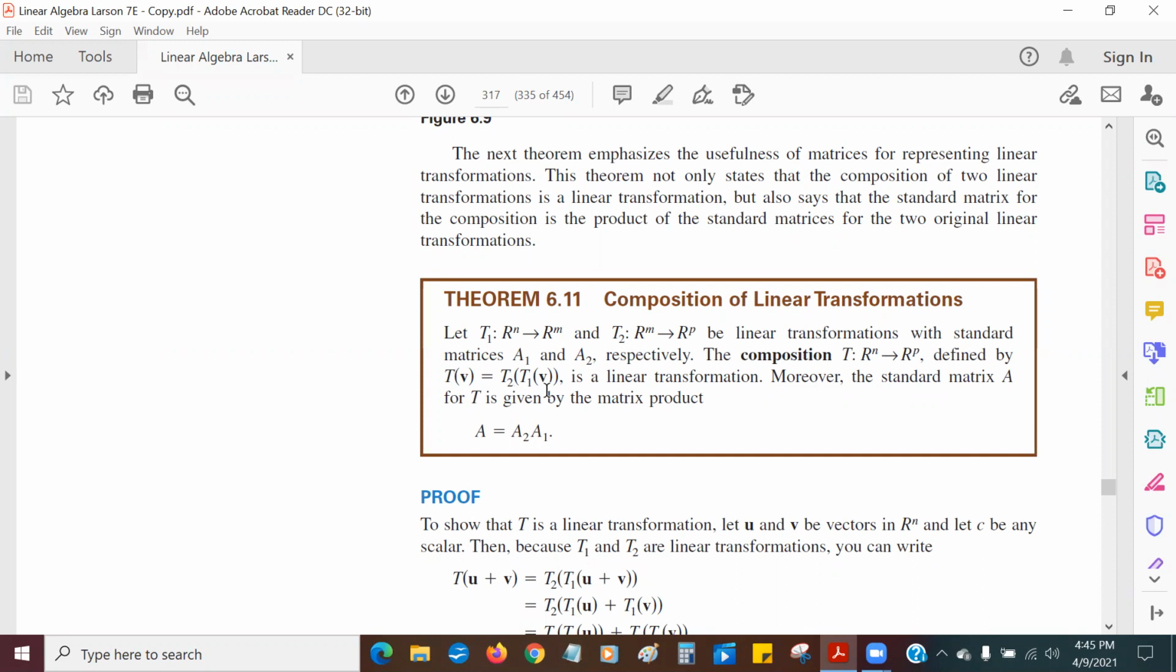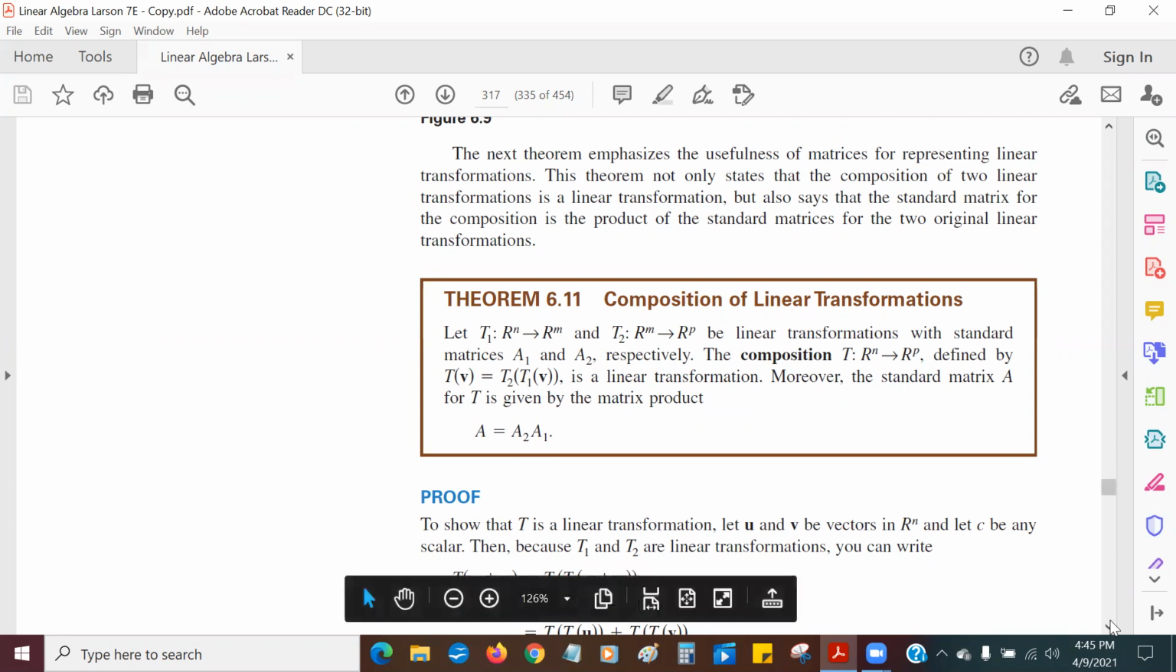V lives in Rn, T1 of V lives in Rm, and T2 of T1 of V lives in Rp. Anyway, this composition is a linear transformation. That's the first part of the theorem. And secondly, the standard matrix for the composite function T is going to be the product of the two previous standard matrices, A2 times A1. It's going to be the product of these two.